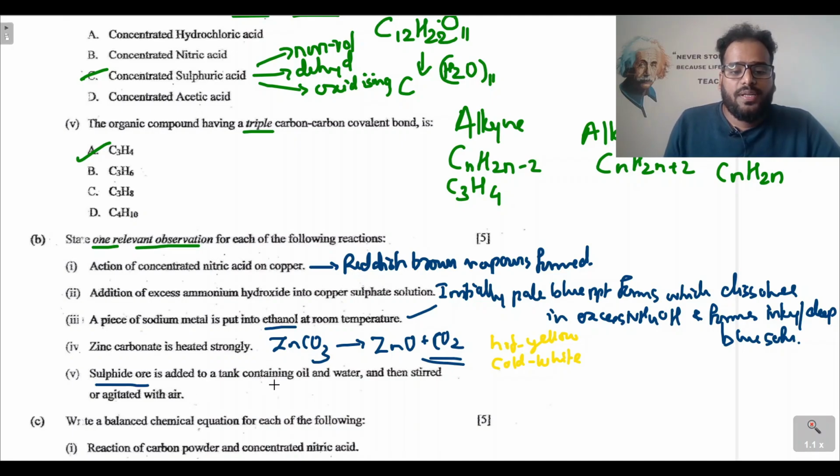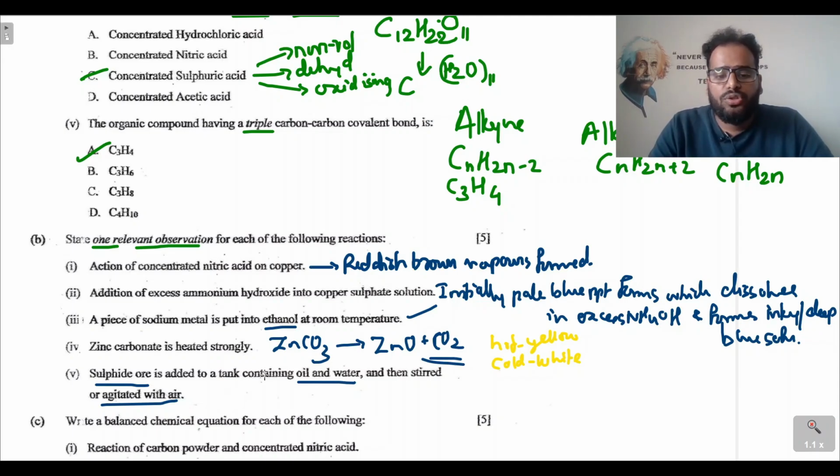Sulfide ore is added to a tank containing oil and water, then stirred and agitated with air. This is actually the froth flotation process. इसमें observation क्या होगा भाई? You will get a lot of froth formed in this process. Sulfide ore will go with the oil and impurities will remain with the water, but visibly you can't say much here. So froth is observed.